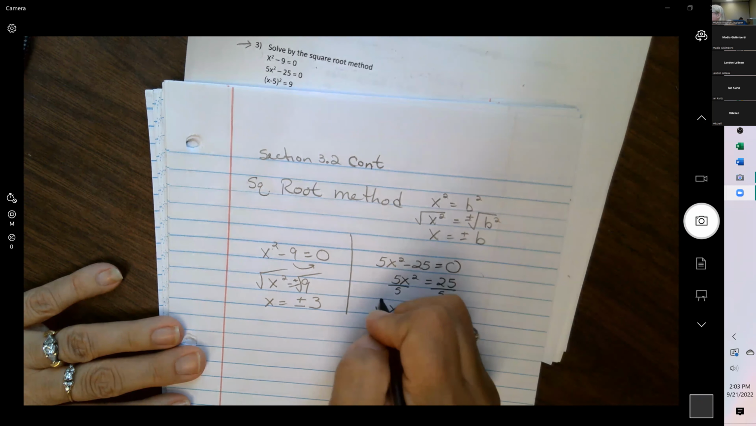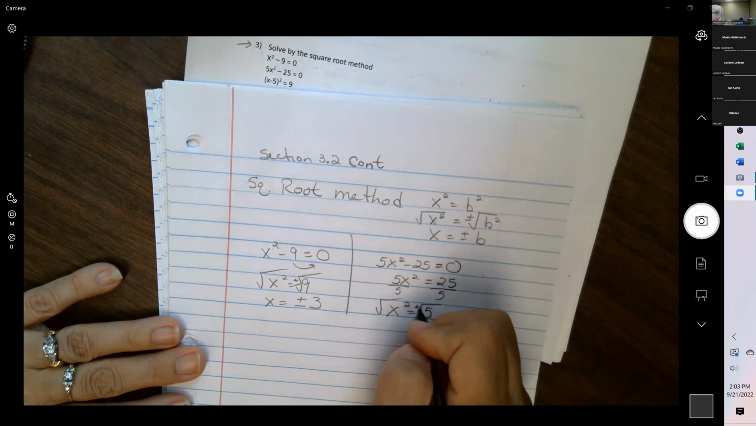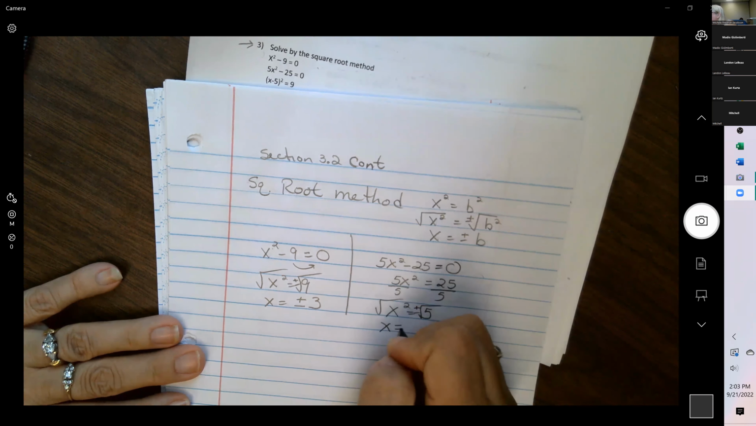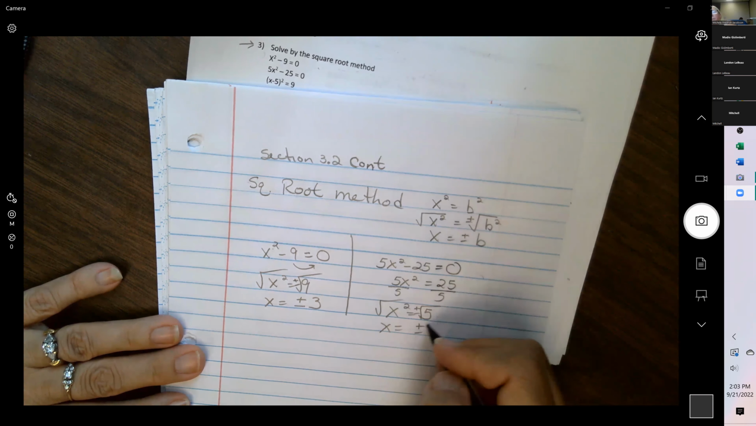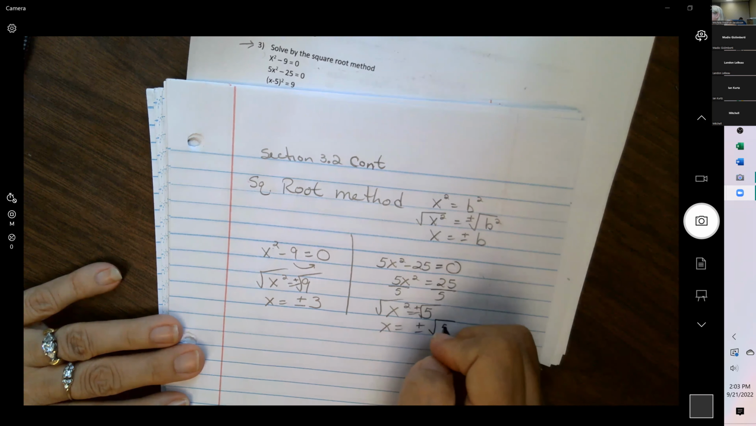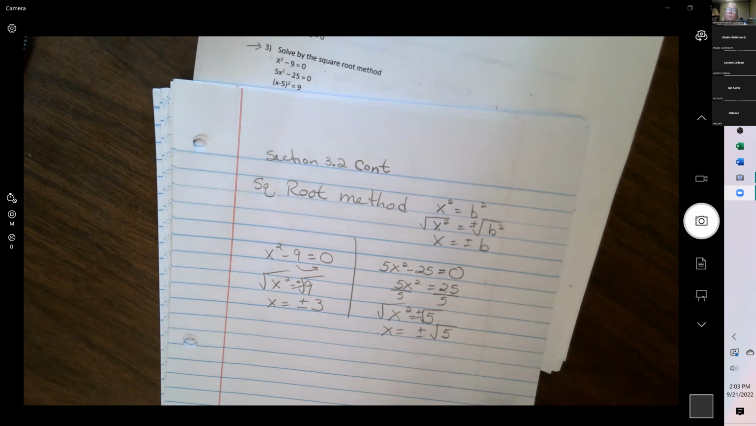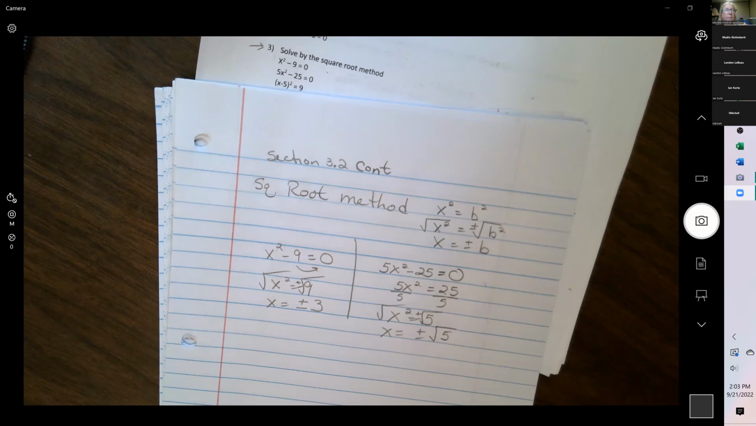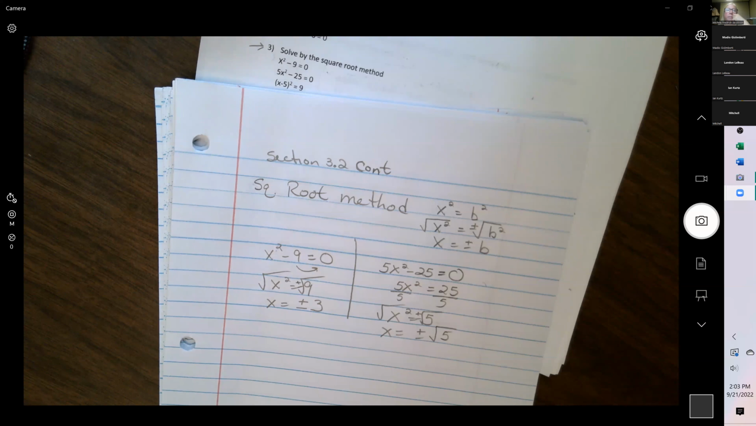And then we take the square root of both sides. So x equals plus or minus. 5 doesn't have a perfect square root, so it stays under the radical. So plus or minus the square root of 5. Any questions?